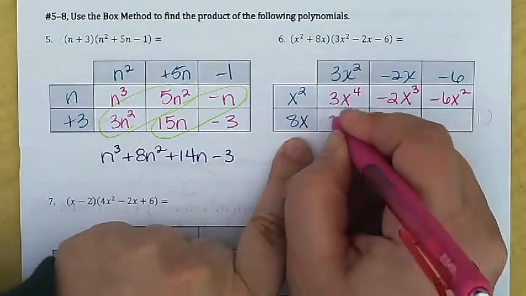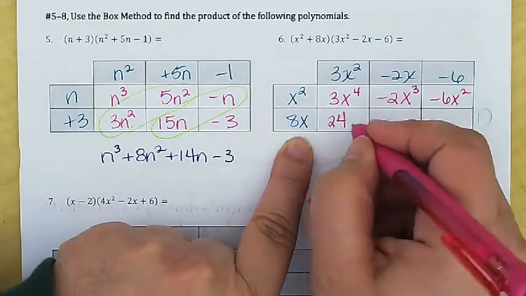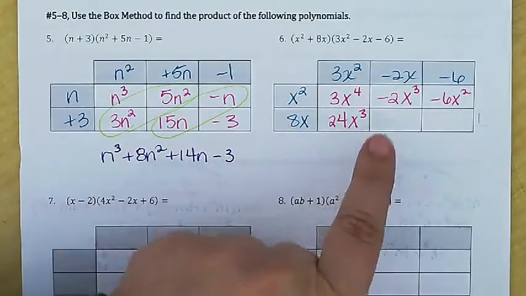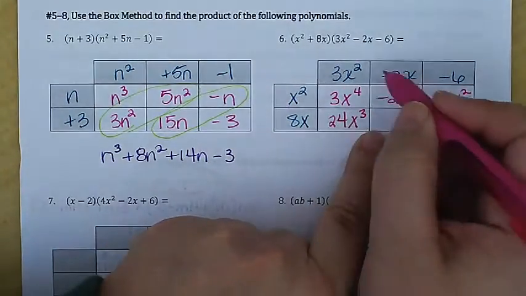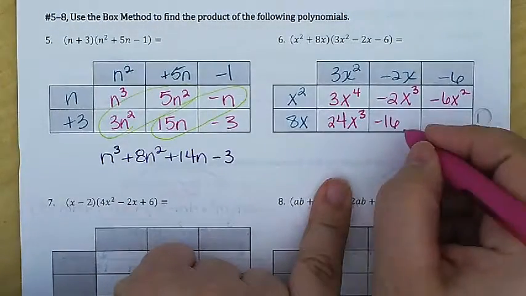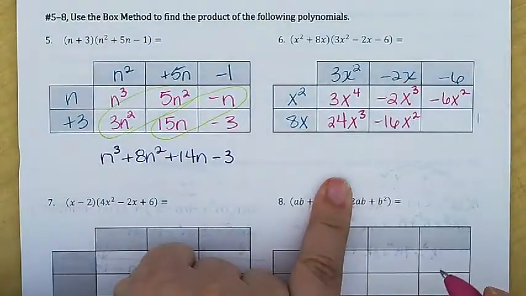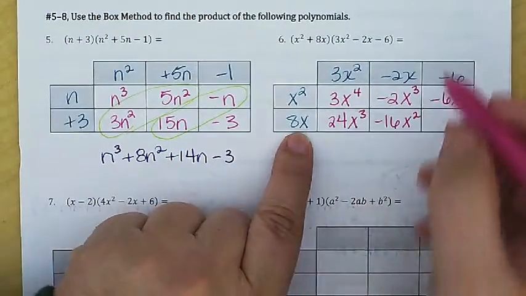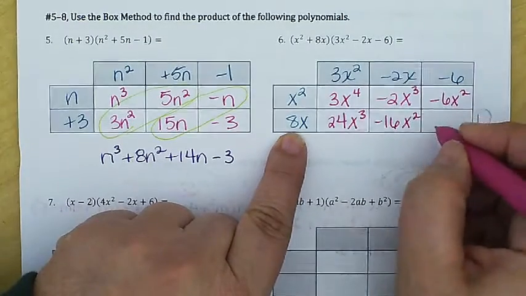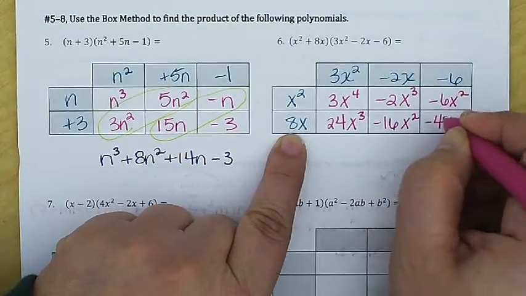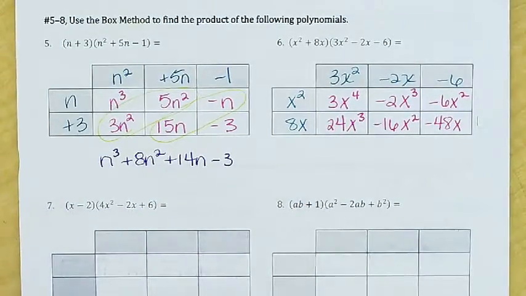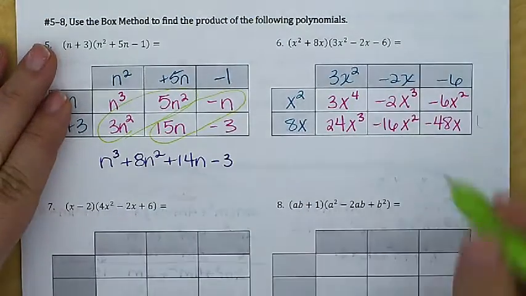And then we can also do the 8x. So 8 times 3 is 24, and then x times x squared, again, we add those exponents in multiplication, so that's x to the 3rd. Here we've got 8 times negative 2, which is negative 16, and then x times x is x to the 2nd power. And then 8x times a negative 6, well, 6 times 8 is 48, so this will be a negative 48, and I still have that 1x. So there it is. And I'll look for any like terms before I finalize my answer.